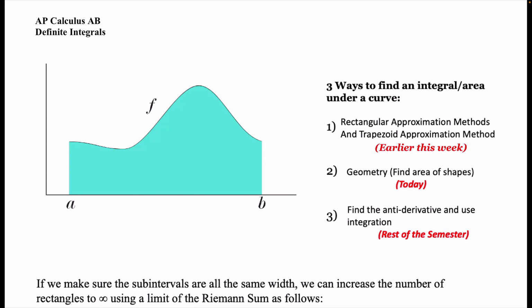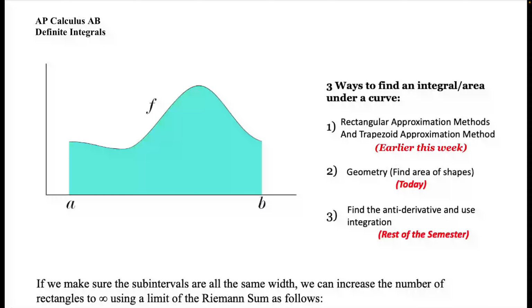2, geometry. What do I mean by geometry? Shapes. Shapes we recognize. Squares, triangles, rectangles, shapes like that, right? We've kind of done that with approximation, but now we're going to use them to actually get the exact answer.